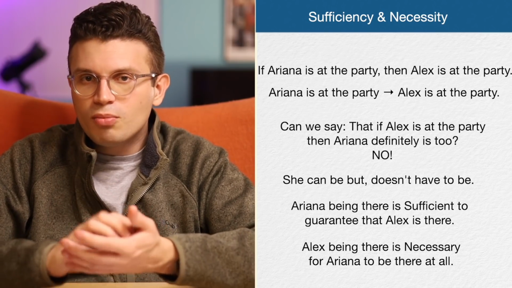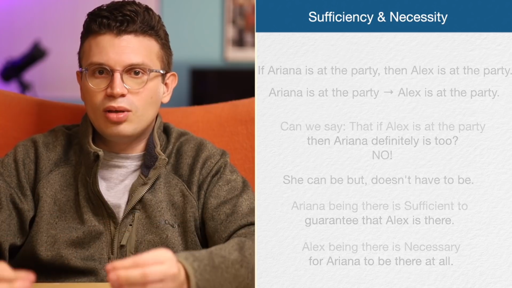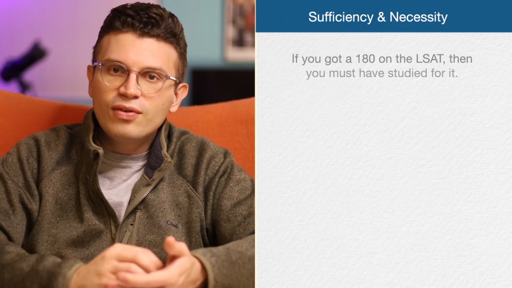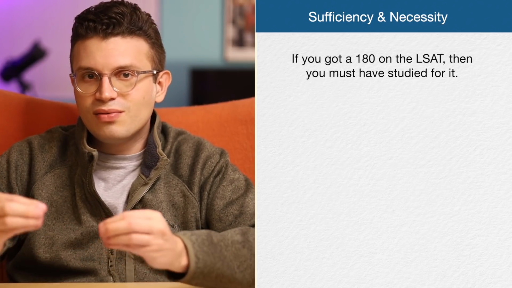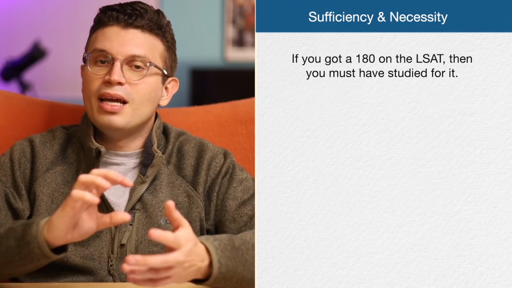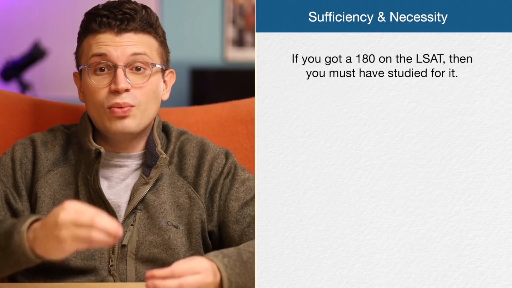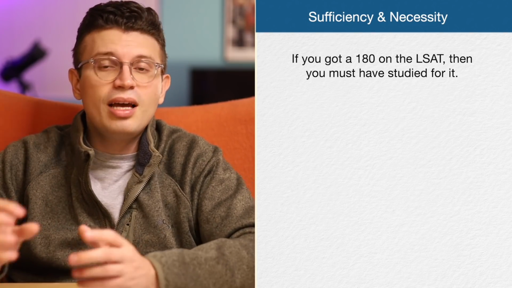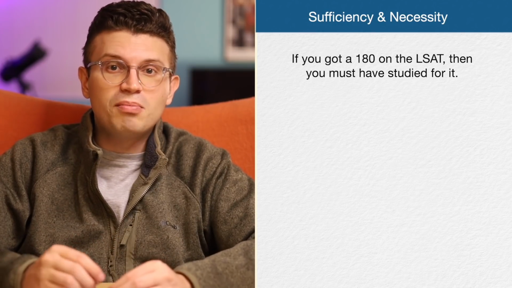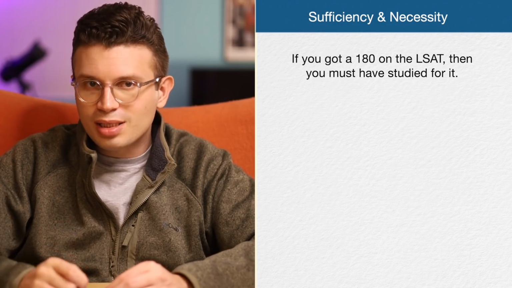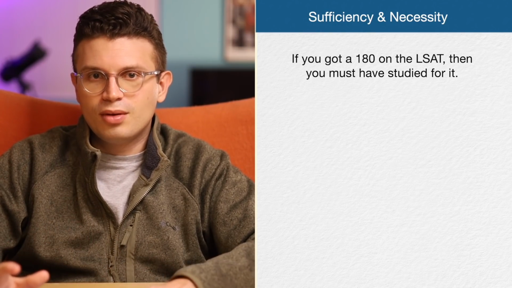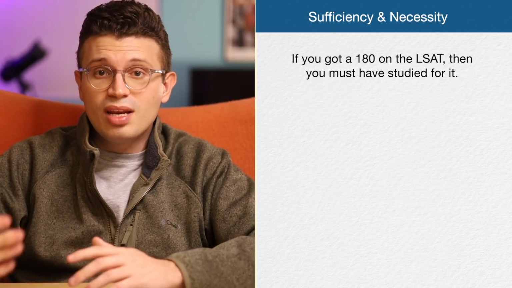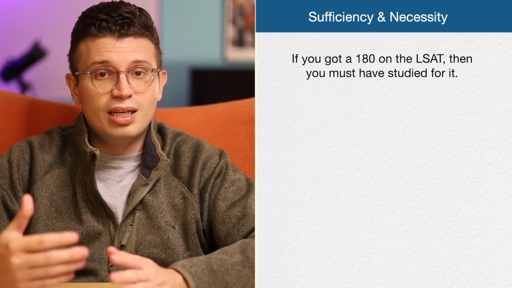Now let's take a look at one more example, just kind of for good measure. I think you guys will like this one, and it's this. If you got a 180 on the LSAT, then you must have studied for it. Okay? Now, if we take that statement to be true, then we know without a shadow of a doubt that anyone who got a 180 on the LSAT must have definitely 100% studied for it. We can say that. Okay? Again, pause this video and think it out. Write down your sufficient and necessary conditions.